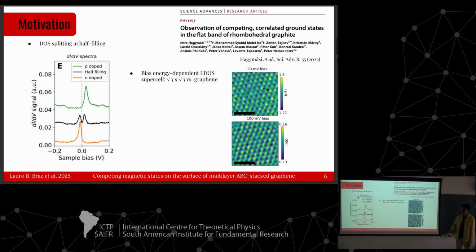Another thing that they also measured related to these flat bands is that close to zero bias, there is a break in the periodicity of electron concentration in the system, such that the density of states maps show this kind of square root of 3 by square root of 3 pattern, while as the system is doped away from the region where the flat band has its main density of states, the pattern comes back to be something similar to graphite or graphene.